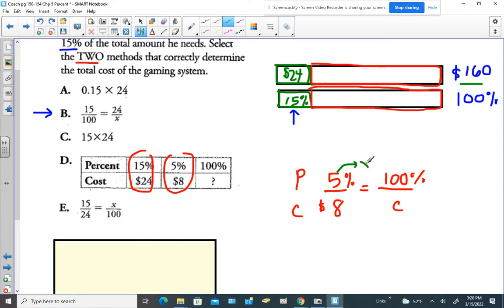So since 5 times 20 does equal 100, if we take 8 and multiply it by 20, the question is, would that give us $160? Now let's say you're saying to yourself, it would. Then that would confirm that choice D would be the other method of determining the cost of the gaming system.